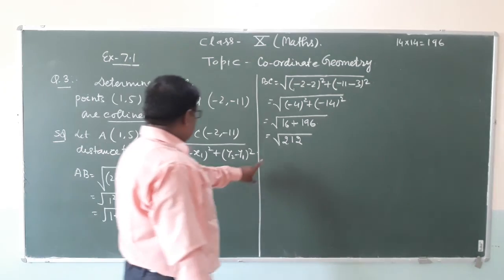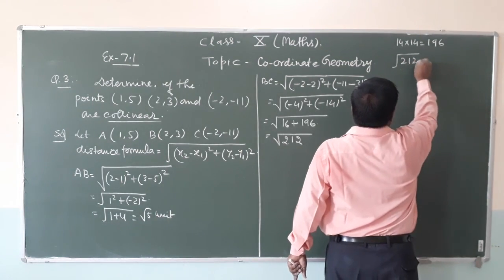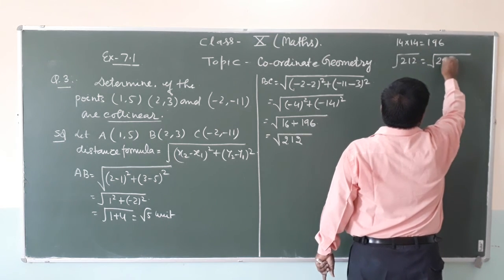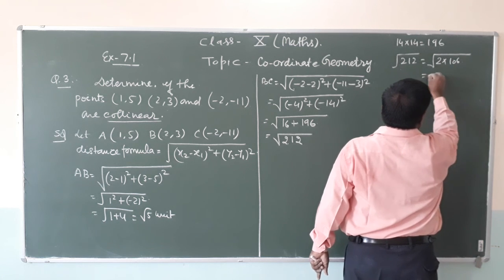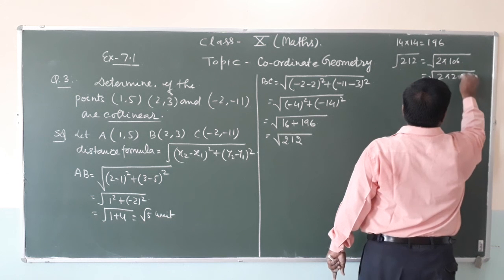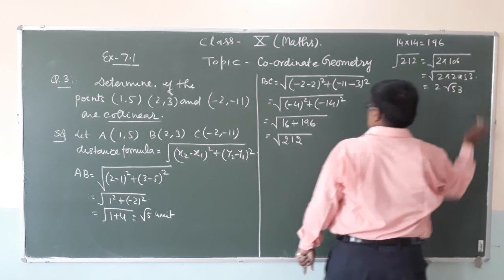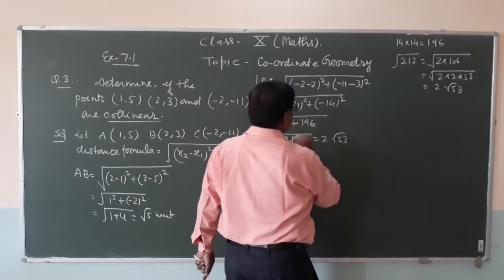Now this can be written as square root of 212. Take the factor 2 into 106, which can also be written as 4 into 53, that is 2 root 53. So BC is 2 root 53.